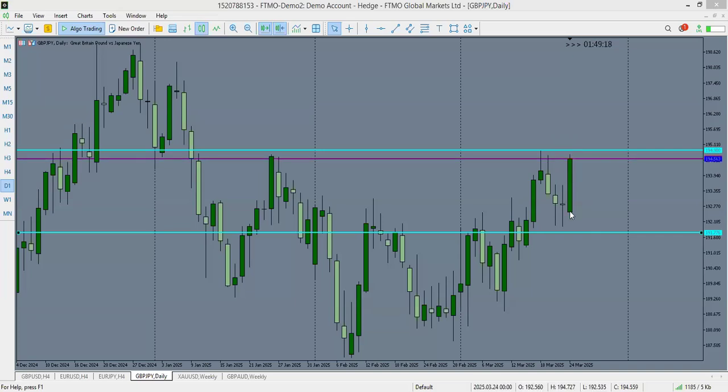I mean, just logically speaking, it would be nice for it to hit these highs first, rather than stall right where it is right now and then go all the way down to that level there. So definitely, it looks like it will take these highs out first.